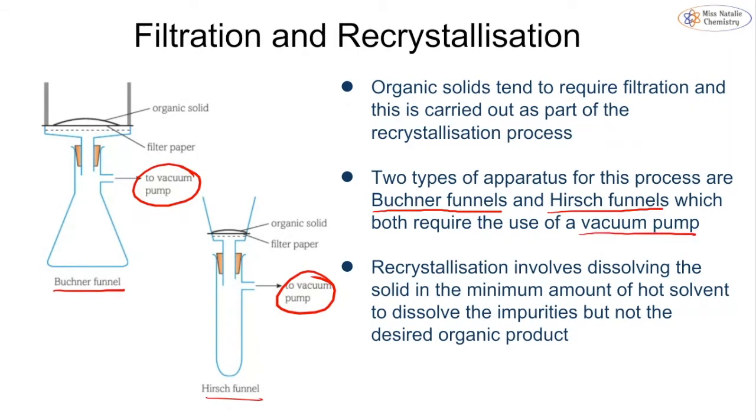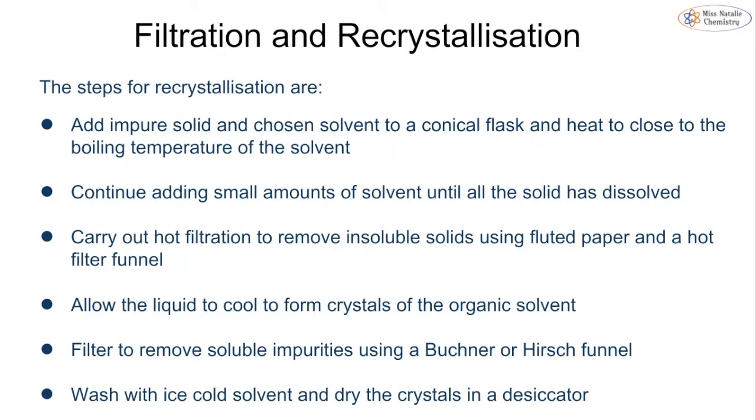So recrystallization is the dissolving of a solid in, very importantly, the minimum amount of a hot solvent that will dissolve the impurities, but not the desired organic product. If we dissolve the desired organic product, that is completely against the point of what we want to do. We want to only be dissolving the impurities. And the steps that we do for recrystallization are as follows, and I would strongly recommend that you memorise these. As I said, they love to ask this in an exam. So how do we do it?